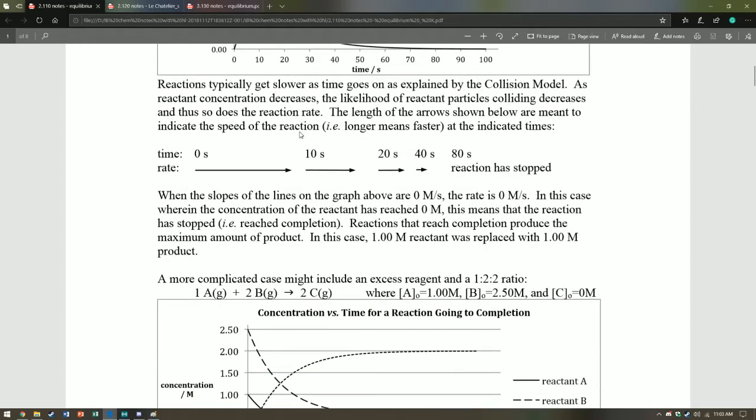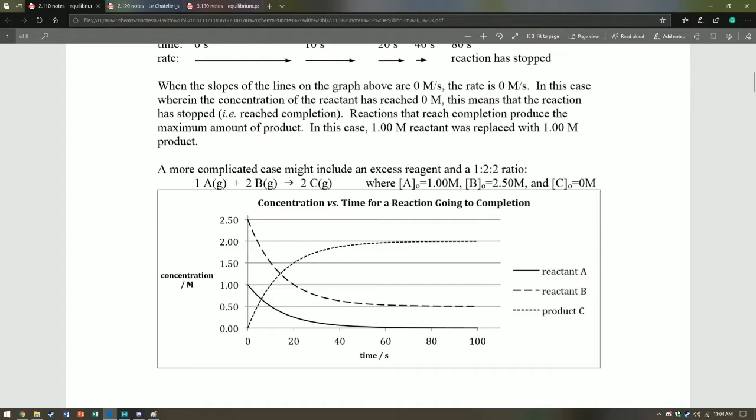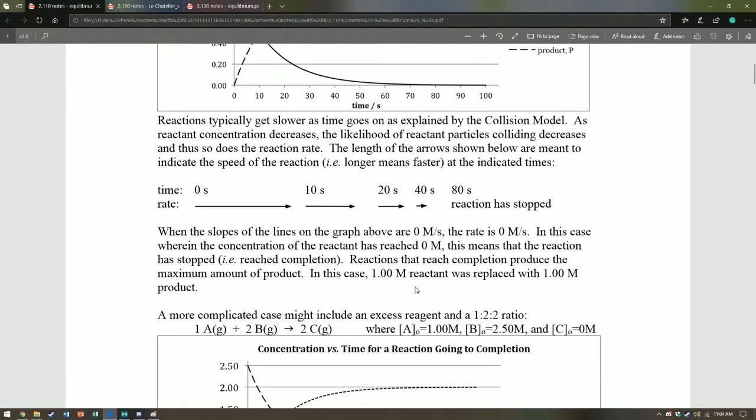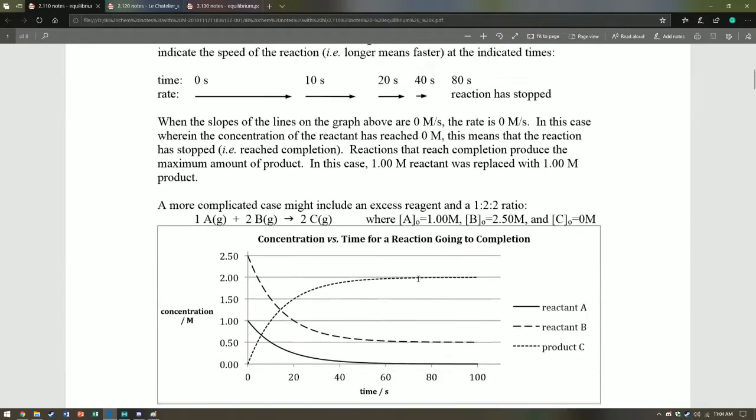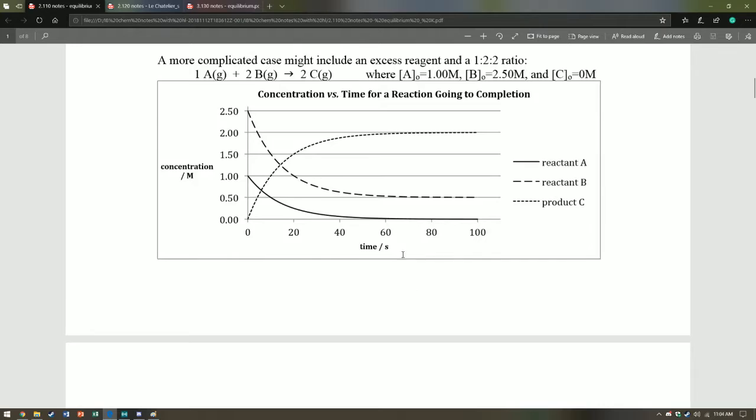So when we go to completion, these lines here go to zero, and one of the reactants goes to zero, clearly. So that's sort of the idea there. Now, what if we go to equilibrium? These lines here will obviously be flat. However, none of them will be at zero. There will always be some concentration of something.